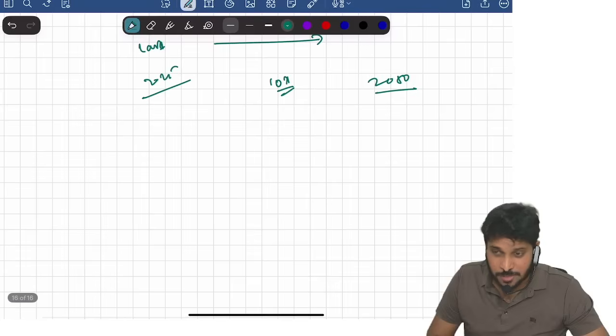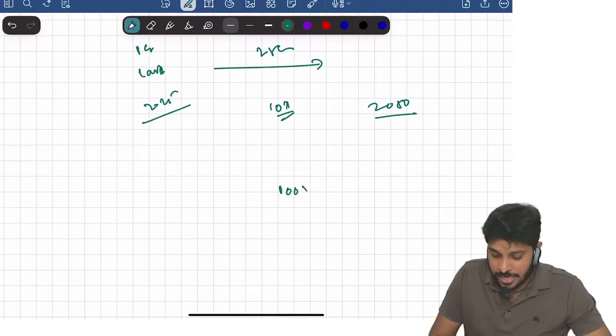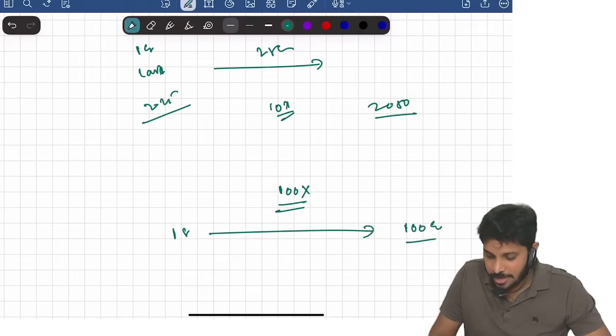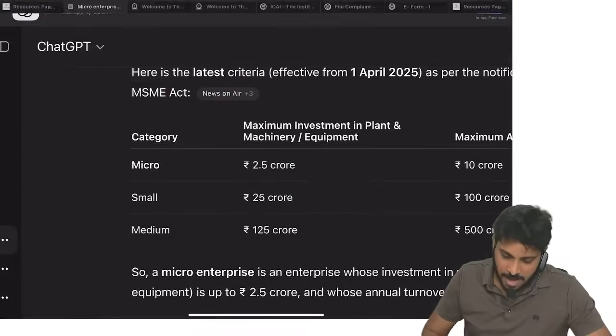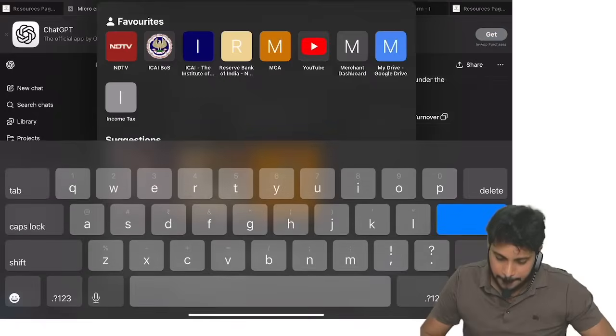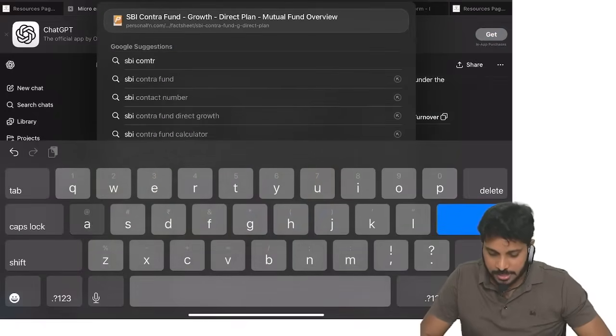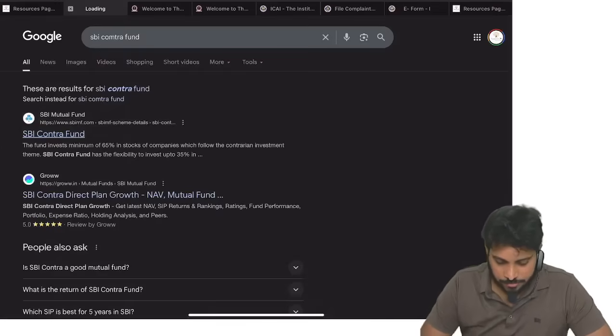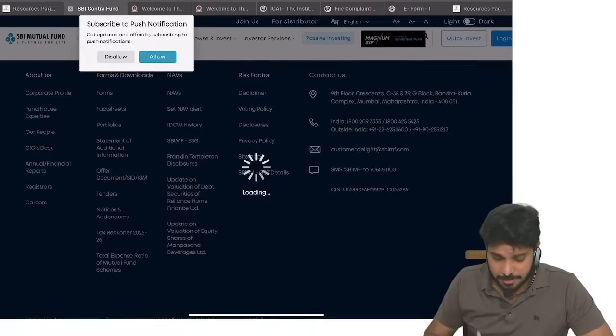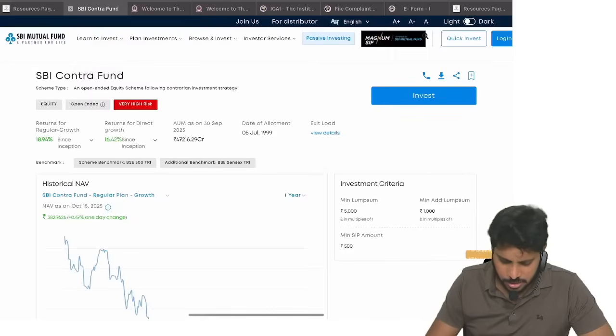But I will tell you some investment options where you get 100x return. You invest 1 crore today, it will be 100 crore in 2050. I'm not joking. I will show you historical data. I will just show you one mutual fund, SBI Contra Fund, for example. This is a mutual fund, 65% they invest in equity, all that.